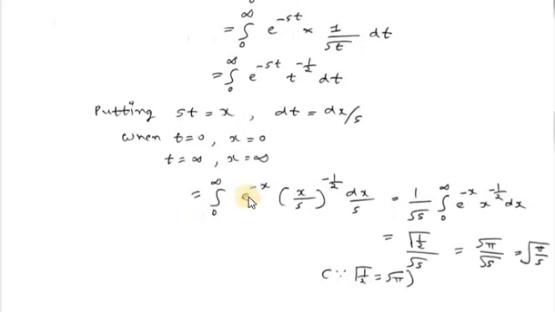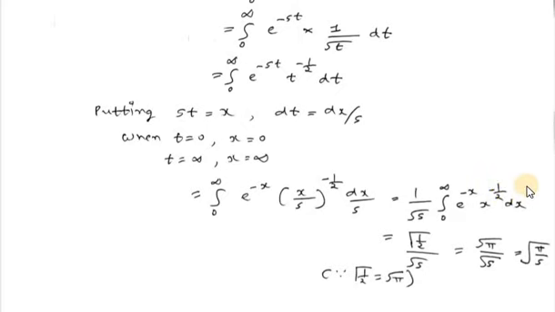Now integration from 0 to infinity e raised to minus x, it will become x raised to minus 1 by 2 divided by s raised to minus 1 by 2 into s raised to 1. So it will become s raised to 1 by 2 or root s. So 1 over root s, integration from 0 to infinity e raised to minus x, x raised to minus 1 by 2 dx. Now writing minus 1 by 2 as half minus 1.